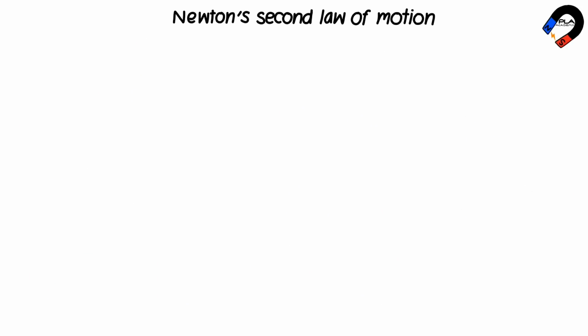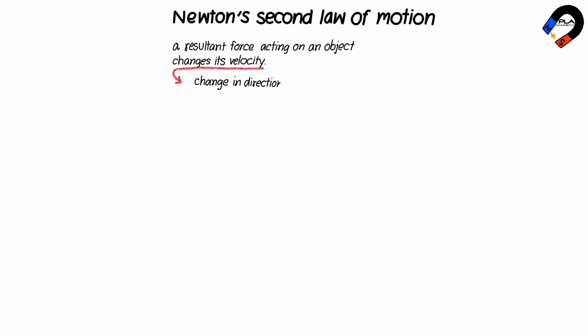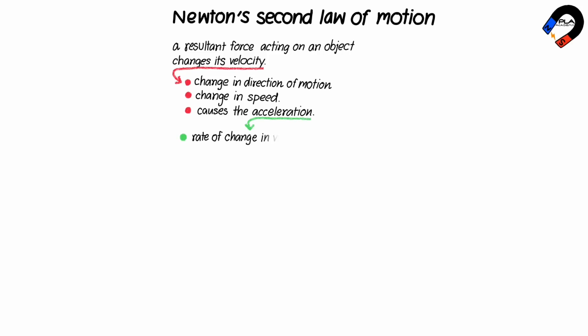Newton's second law of motion. Newton's second law of motion states that a resultant force acting on an object changes its velocity. This can be done by changing the object's direction of motion or its speed. When the velocity changes, the object is said to be accelerating, because acceleration is the rate of change in velocity. The direction of the resultant force is the same as the direction of acceleration.